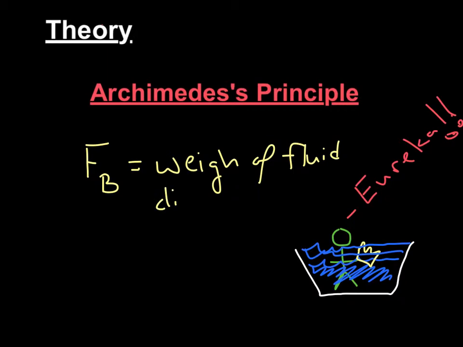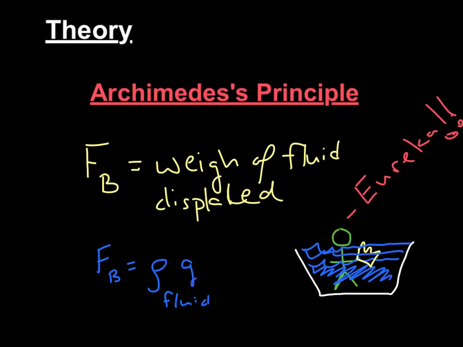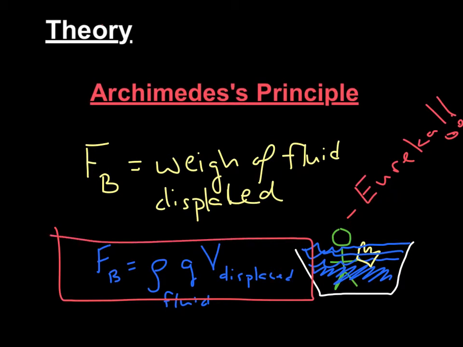In formula terms, we would be looking at buoyant force is equal to density of the fluid displaced, times g, times the volume displaced of the fluid. So this is the important equation that you need to know, right here. And you're going to be using this. Your lab is going to manipulate this to find out densities of unknowns.